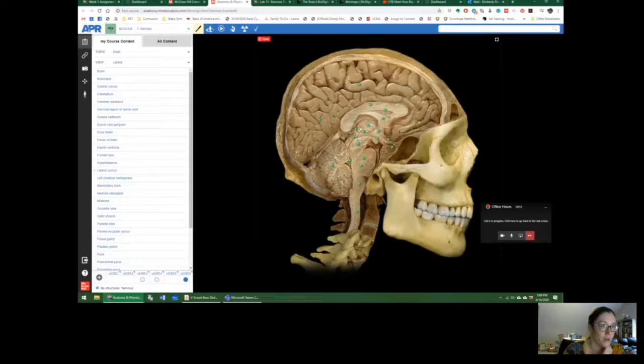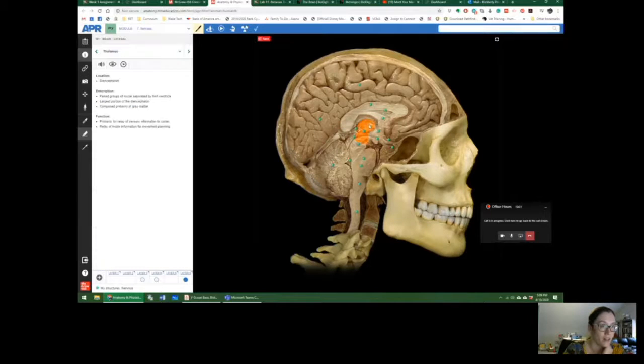The midbrain, cerebral aqueduct, third ventricle, thalamus. Usually when you highlight it and click it, yeah, there we go. It should highlight. It's just really slow today. So you can look through this. This will be really helpful, I think. And it also tells you the location, the function.